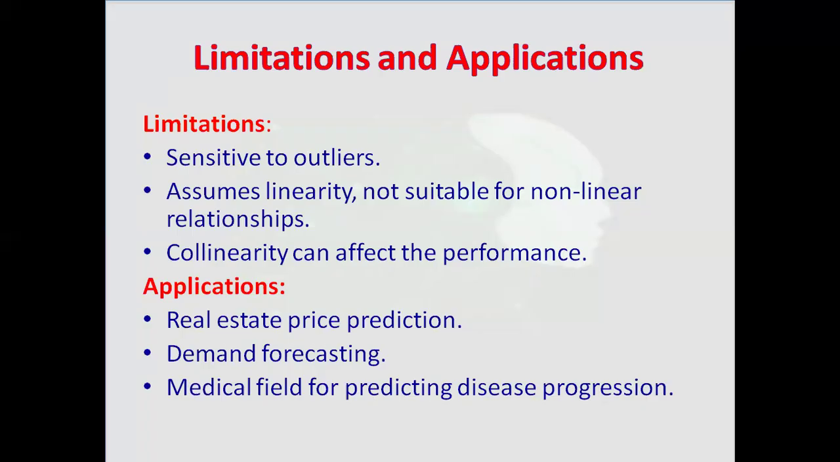interpretability. Despite these drawbacks, linear regression has numerous practical applications. It is used in real estate to estimate property values, in retail and marketing to forecast demand and sales, and in healthcare to predict outcomes based on medical records and trends.